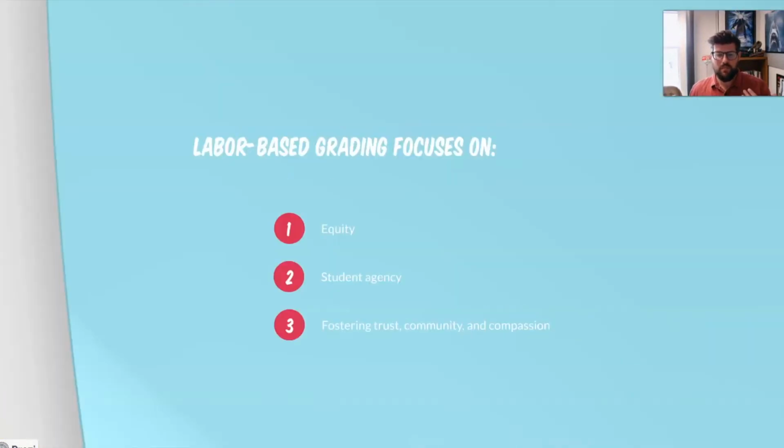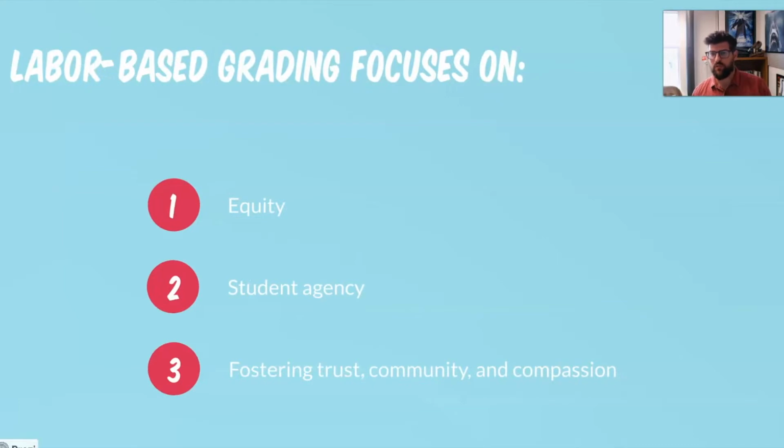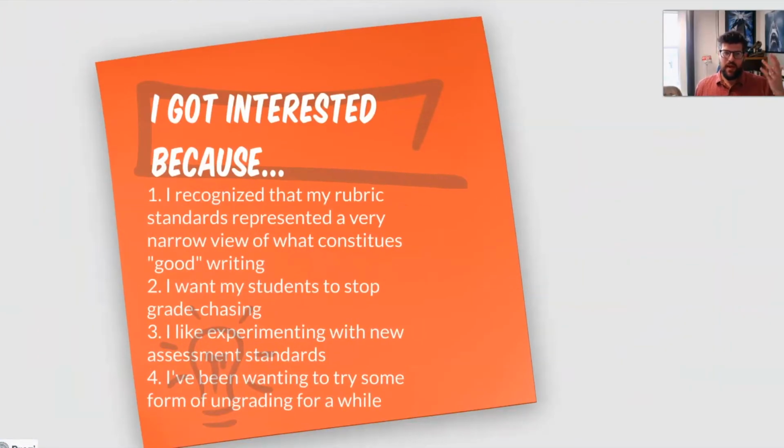Some of the tenets of labor-based grading systems, and what they focus on, are equity, student agency, and fostering trust, community, and compassion. Those first two things are really couched in that third thing, I think, as well. So it's a system of assessment that instead of looking at students as more of a product, more of a number, sees them as a whole human being sitting in your classroom, making up the ecology of your classroom.